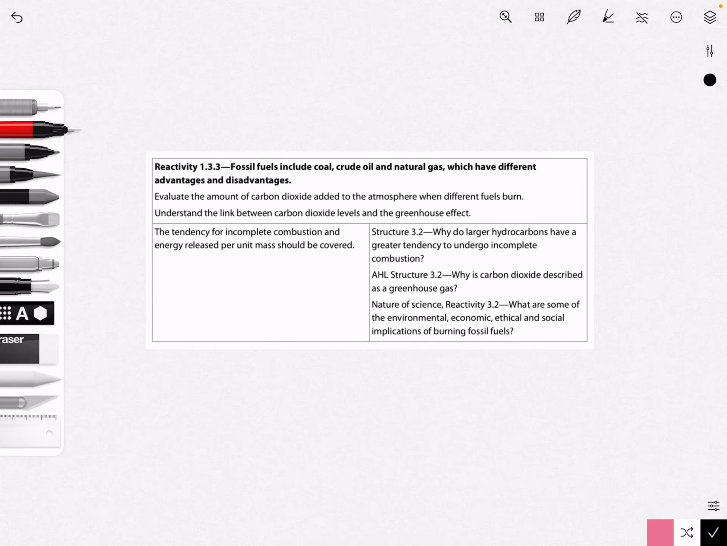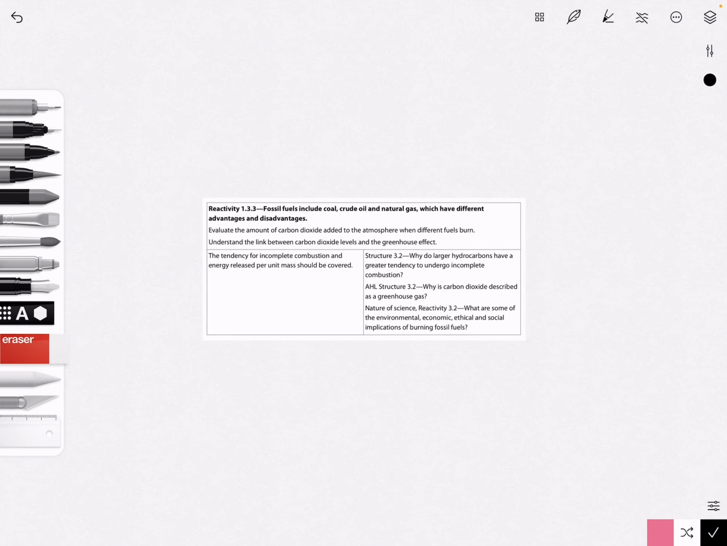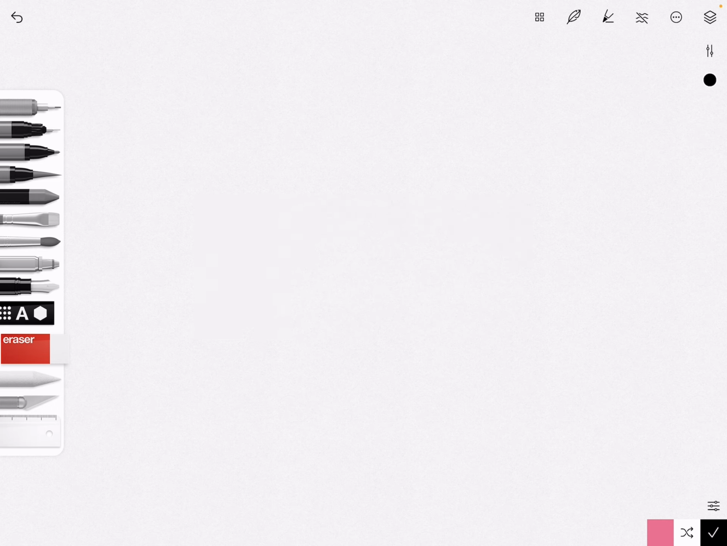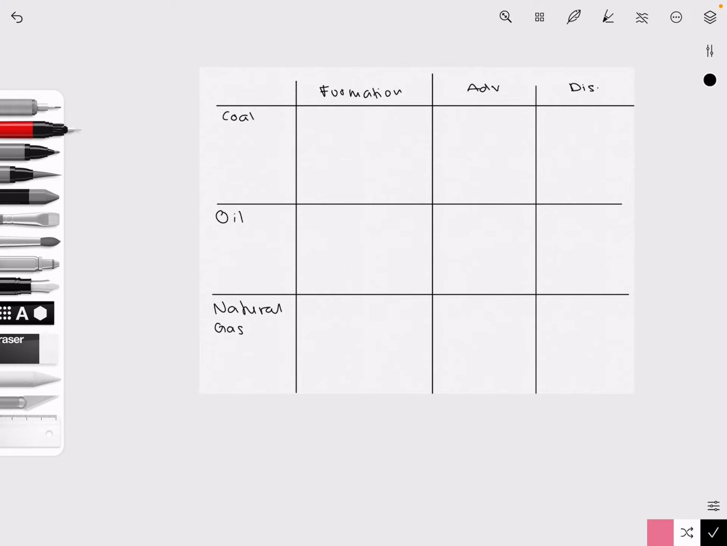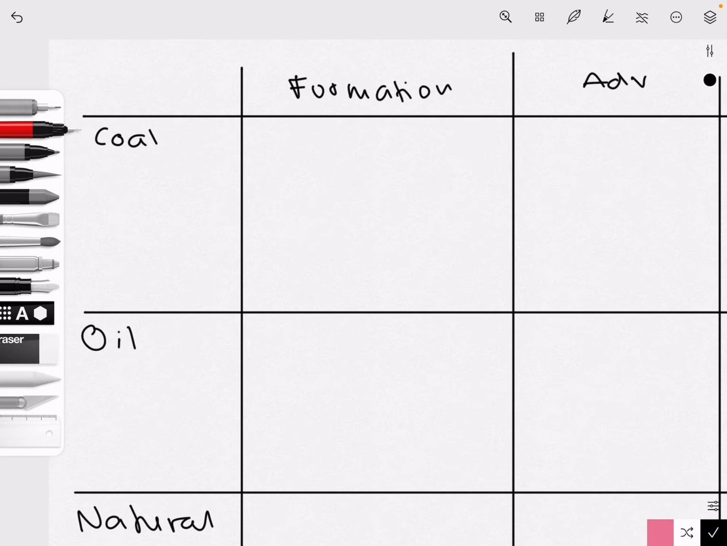Today we're going to be looking at fossil fuels and their formation, as well as their relative advantages and disadvantages. So let's write out the names of our three fuels over here and create a nice little table to compare them. Okay, so let's start at the top with the formation of coal.